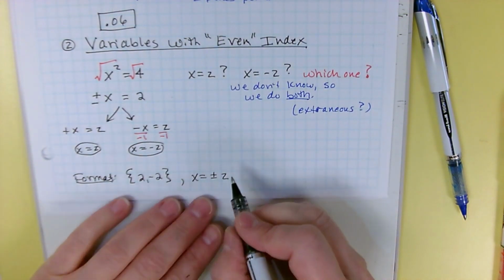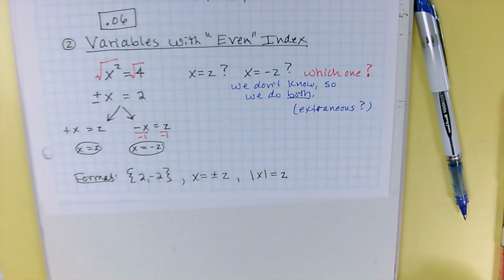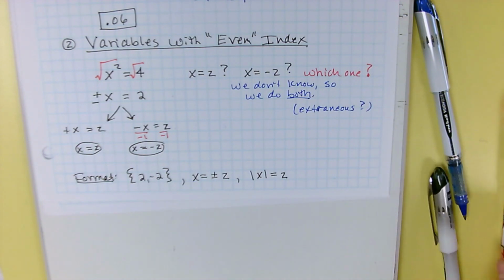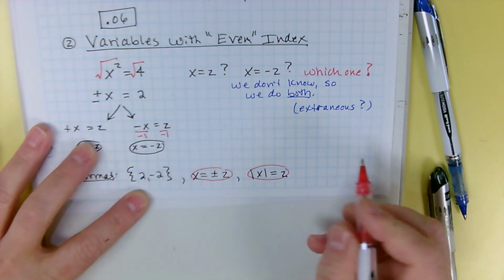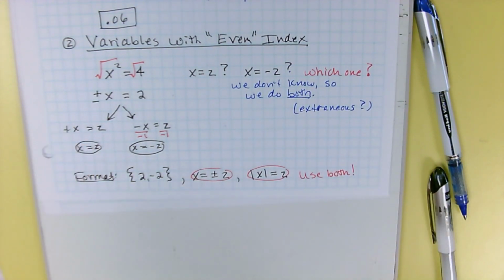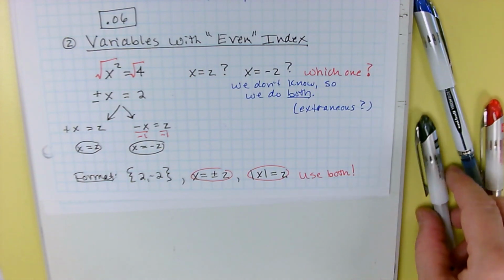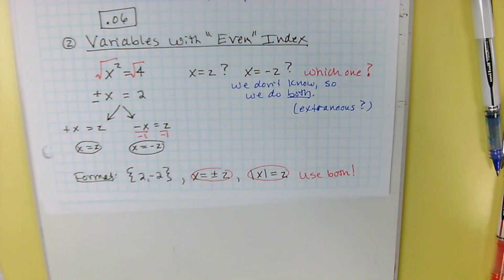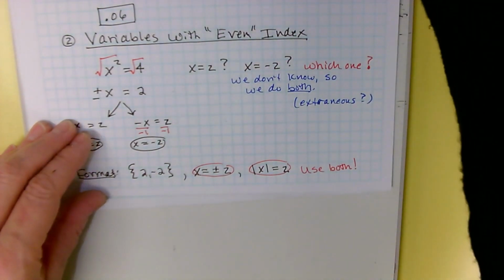There's a third one, which is the absolute value of x equals 2. All three of these mean the same thing. Most of the time, we're going to do the ±2 and the absolute value. In the beginning, when it's easy, use both of them. Write your answer two ways, because when it gets more challenging, you'll find that one of the two ways will work and the other one won't, depending on the problem you're doing. So those are your answer formats.